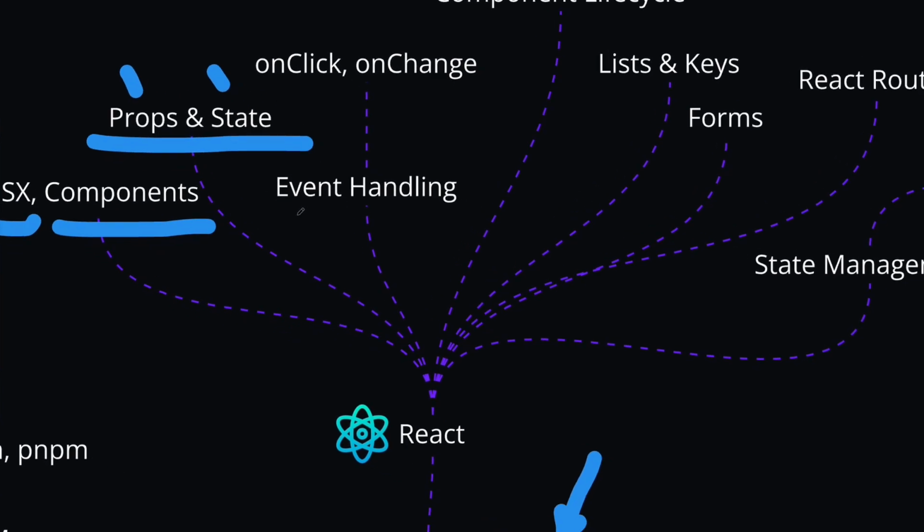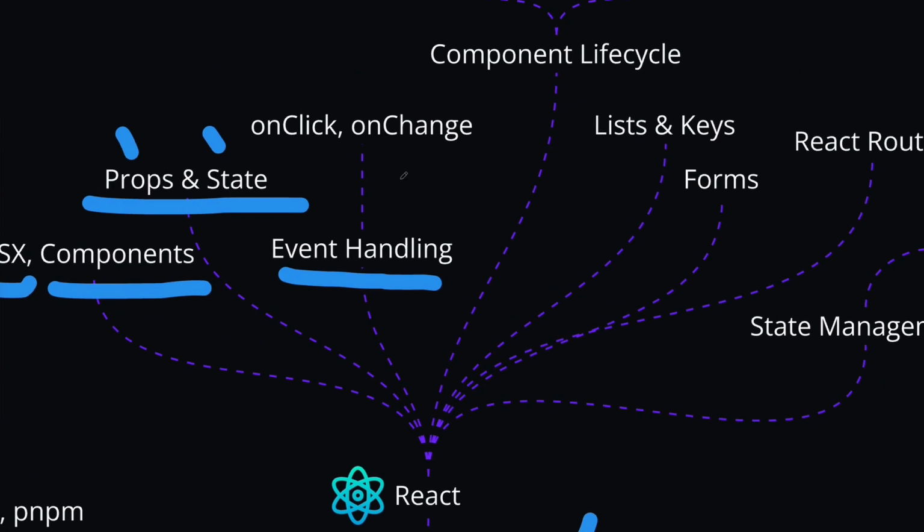You'll learn about event handling specifically in React by using methods like onClick or onChange. For example, you can use the onChange method on inputs to listen for user events, and once they type something in the input, you can perform some actions or call some functions.